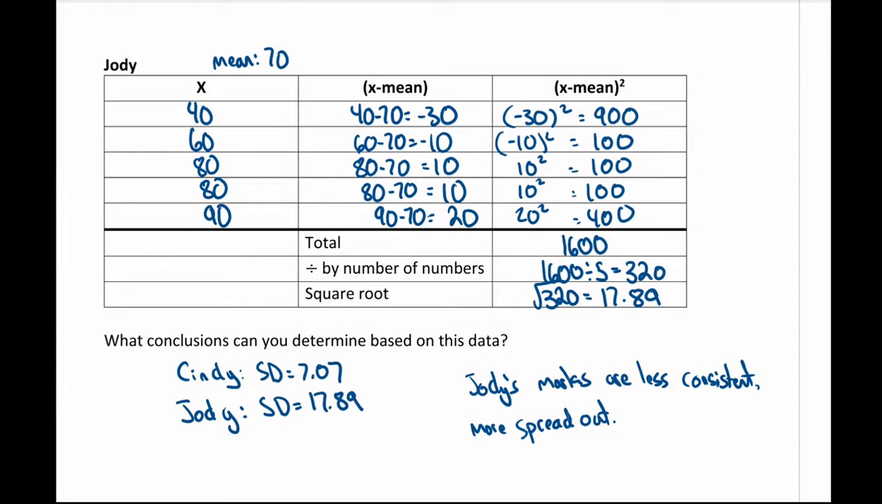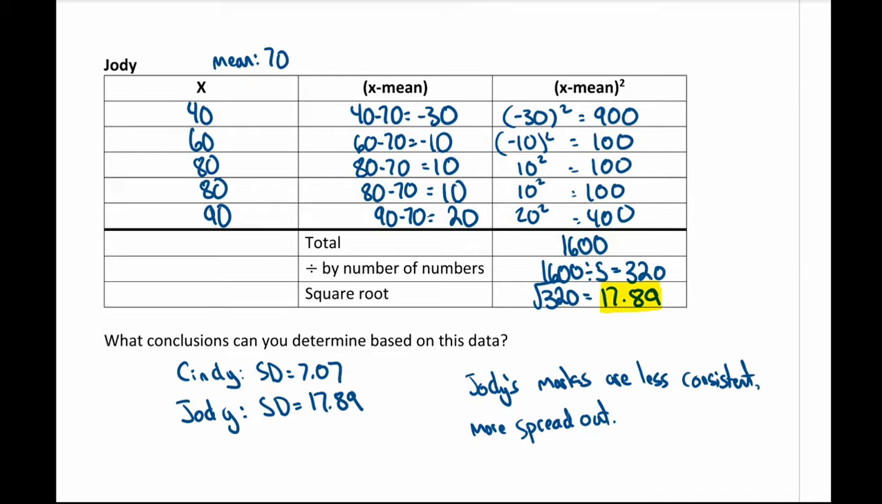So coming back to Jody's data, if we fill out our table, we go through the steps to calculate the standard deviation, we should get a final value of 17.89. So we get that the standard deviation for Jody's data or marks is 17.89.